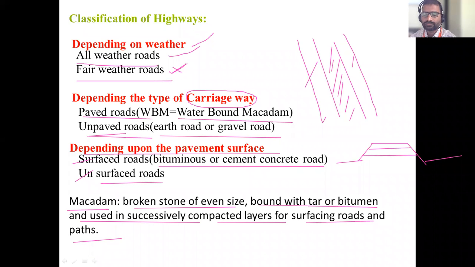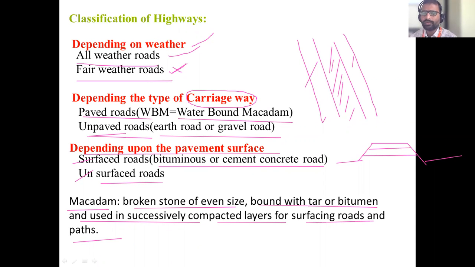Everyone? Yes, sir. Okay, so we should know, we are studying the introduction. This is one part. We are not going in depth, just what it is called and what its function is. So there are two types of weather roads. Coming from the carriageway, there are two types of carriageway. Depending on the pavement surface, surfaced roads and unsurfaced roads.